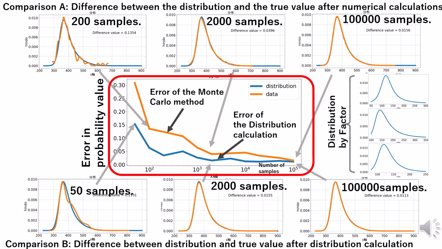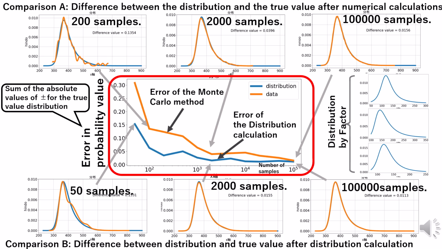The graph in the center lays out the errors for comparison A of the Monte Carlo method and comparison B of the distribution calculation. The horizontal axis shows the change in the number of random numbers from 50 to 100,000, and is shown in logarithmic scale. The error is the sum of the absolute values of the deviations from the true value of the distribution, i.e., the area of deviation. The upper orange line shows the error of the Monte Carlo method, and the lower blue line shows the error of the distribution calculation.